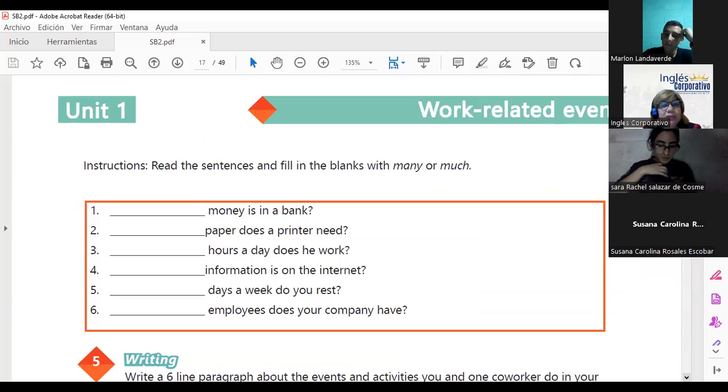Okay, to finish with yesterday's topic, here you have an example or an exercise, okay? You have to fill in the blanks with many or much. Okay, do it please in this moment.